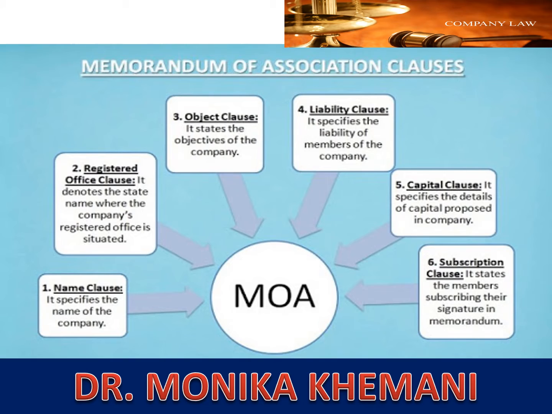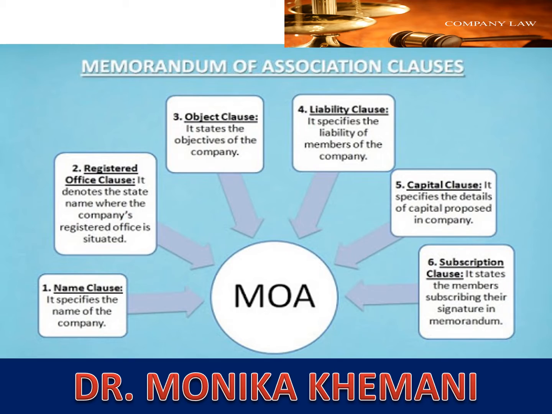The second clause is known as the registered office clause or the domicile clause. It states the name of the state in which the registered office of the company is to be situated. Then we have the object clause, which must state only the object for which the company is incorporated along with matters considered necessary for its furtherance. The fourth clause is the liability clause, which states the manner in which the liability of its members is to be limited, that is, either by shares or by guarantee.